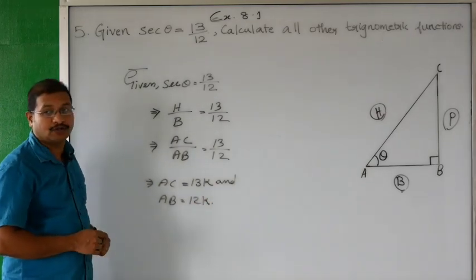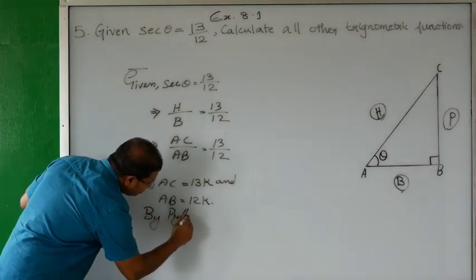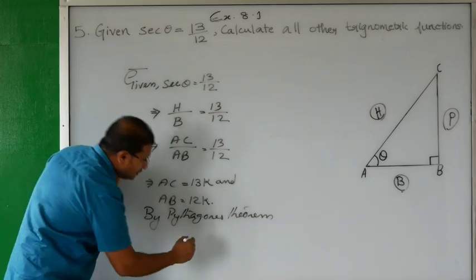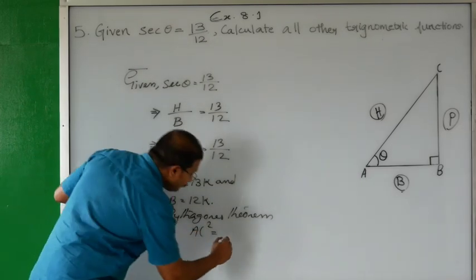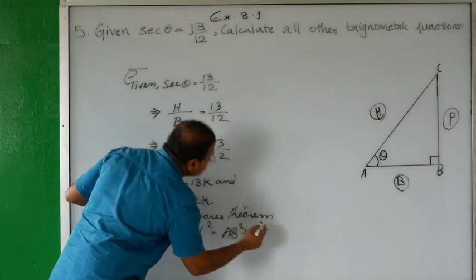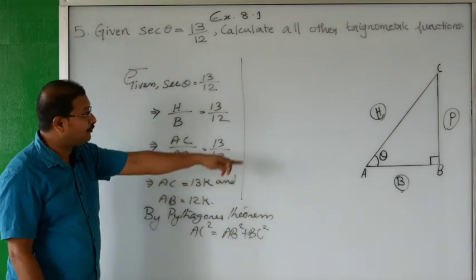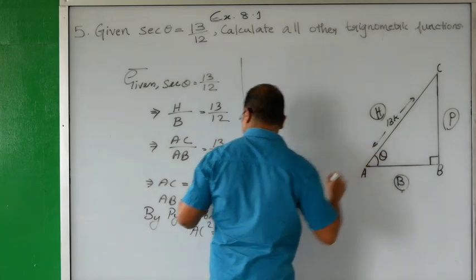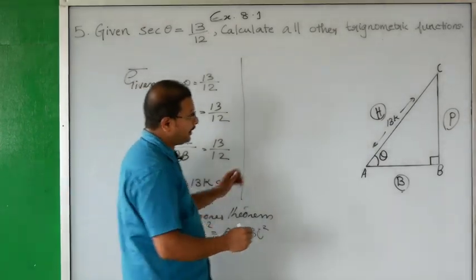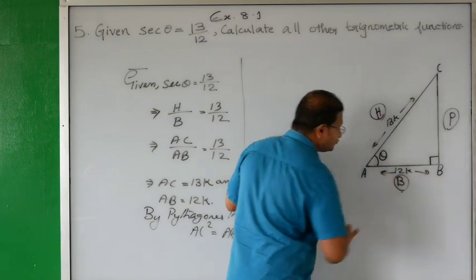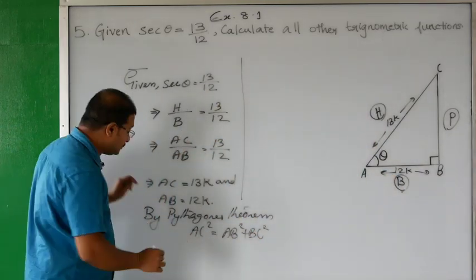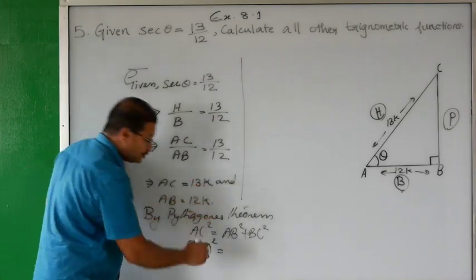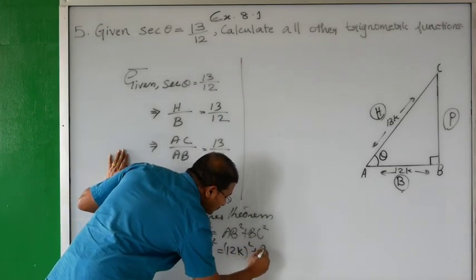Now what you'll do? By Pythagoras theorem, the longest side, what is that? AC square equals AB square plus BC square. So what is the value of AC? AC, we got it, 13k, and we got AB as 12k. That means we'll put the value here. So AC is 13k, the whole square, equals AB is 12k, the whole square plus BC square.